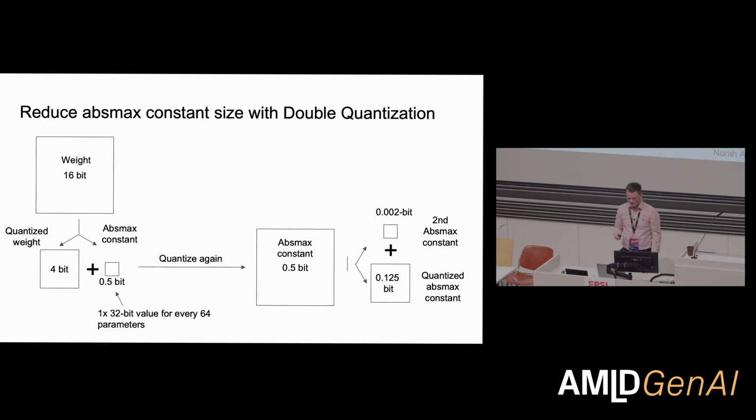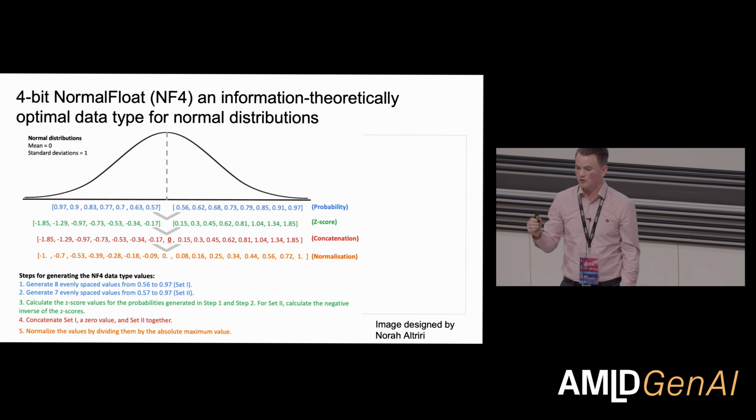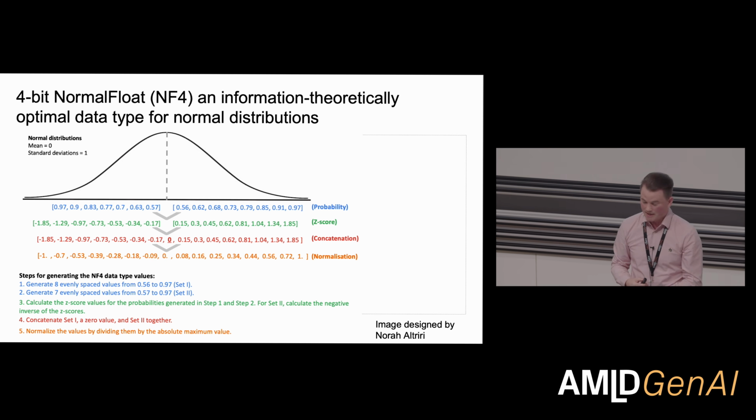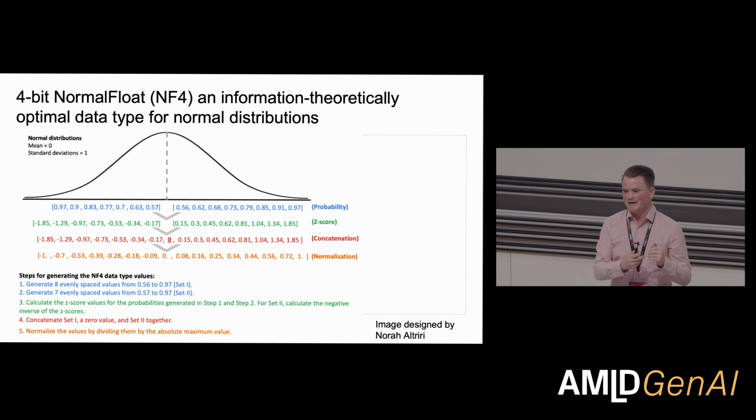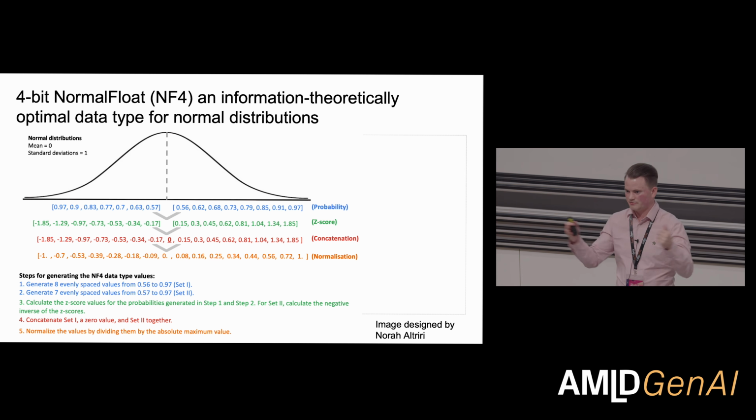And then the last thing is we developed a new data type. This data type is information theoretically optimal for normal distributions. And basically, weights in a neural network are normally distributed. So with that, it makes it information theoretically optimal for neural network weights. And so how it works is instead of having slices with equal width, you want to have slices of equal area in a normal distribution so that each slice has an equal amount of values in it. And so if you have that, it's information theoretically optimal.